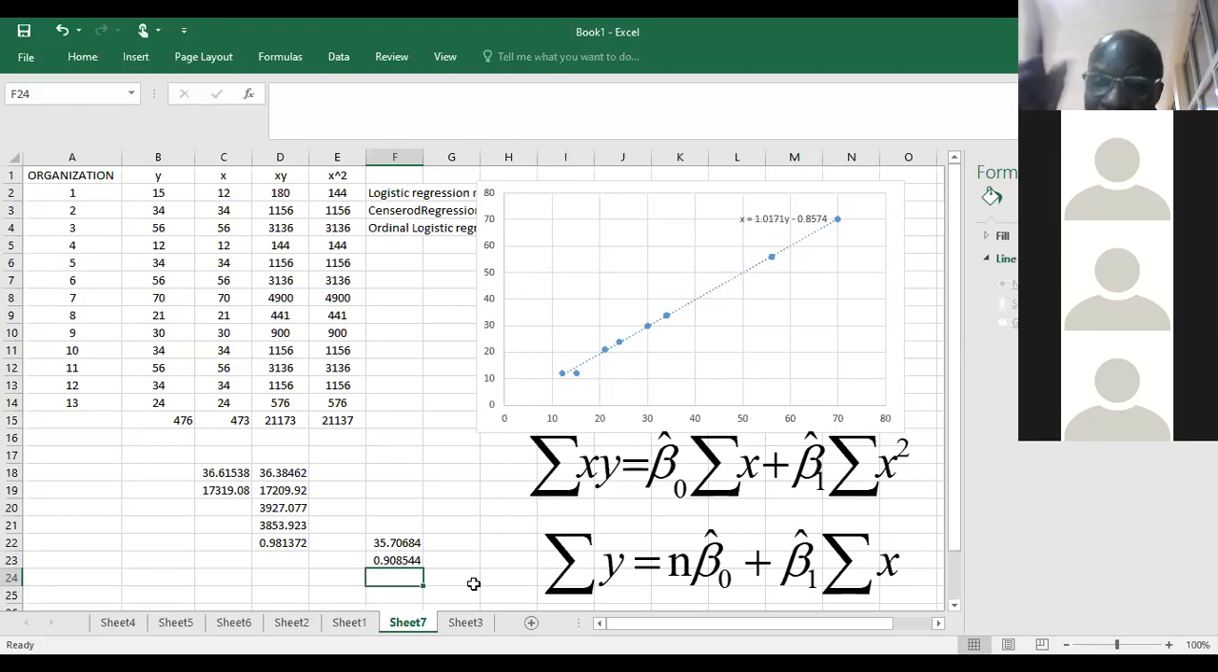And I want you to note those things. Note them. Beta naught cap is equal to 0.906. Just note that, because there's a statement I want to make.